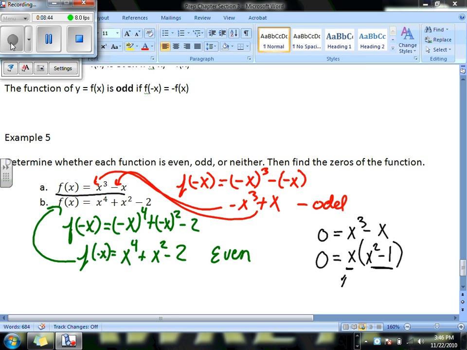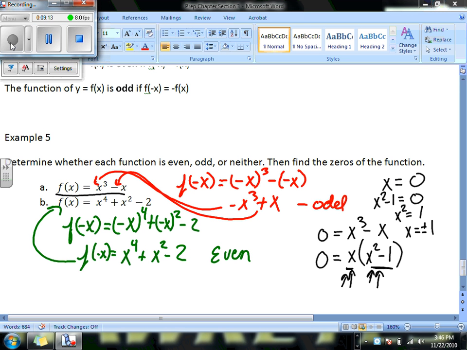Because if this x is 0, it doesn't matter what's over here. 0 times anything is 0. If this factor right here is 0, it doesn't matter what the x is because anything times 0 is 0. So we set both of these equal to 0. So x equals 0 is one of the zeros. And x squared minus 1 gives another. I'm going to add my 1 over. X squared equals 1. X equals plus or minus 1 because we take the square root of both sides. Square root of 1 is plus or minus 1.